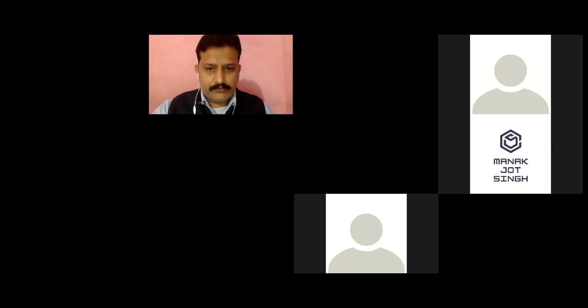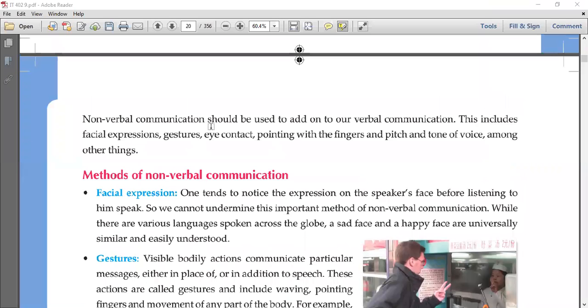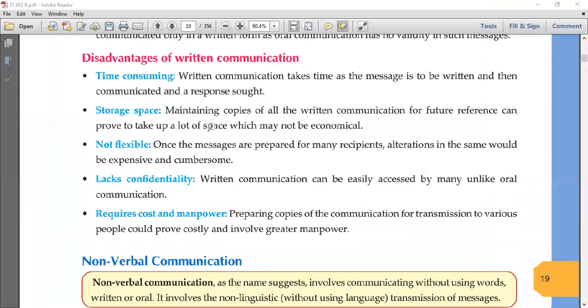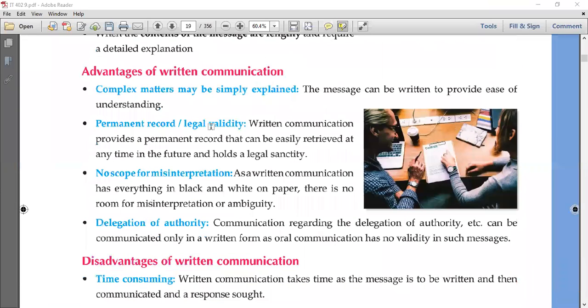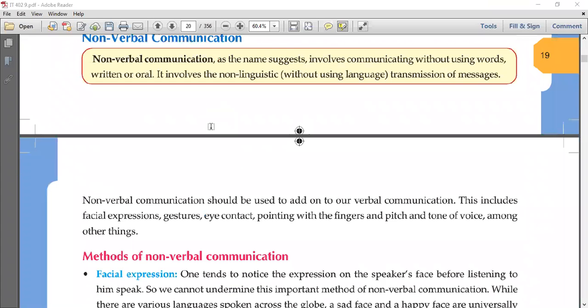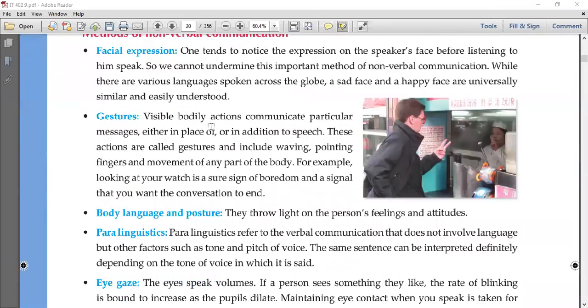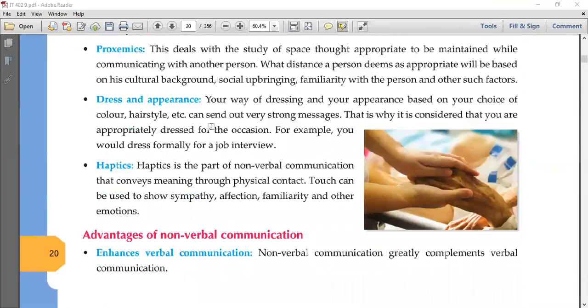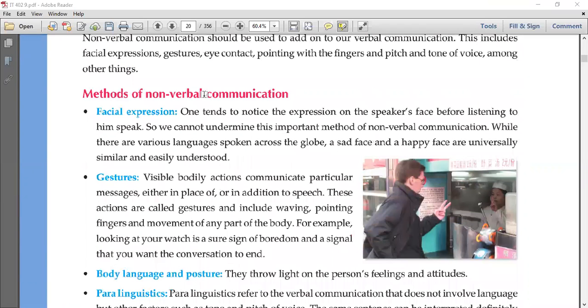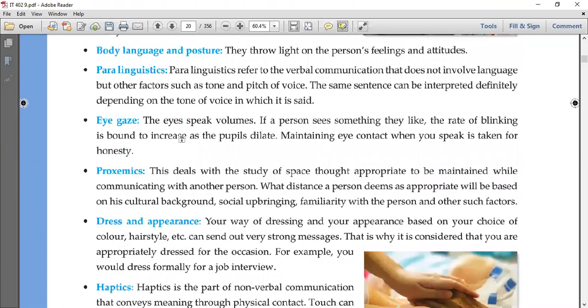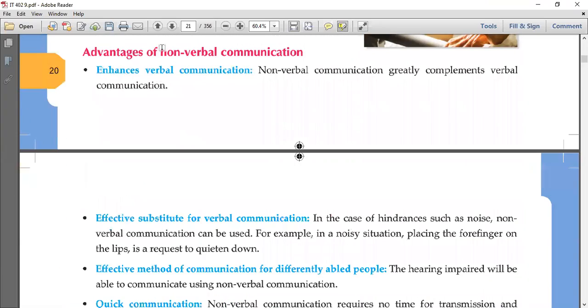Let me share my screen first of all. So we were talking about communications. Written communication we have covered. Non-verbal communication we were doing, and these are different kinds of methods of non-verbal communication that we have just seen. This we have already covered. So moving on to the next part, that is advantages of non-verbal communication.